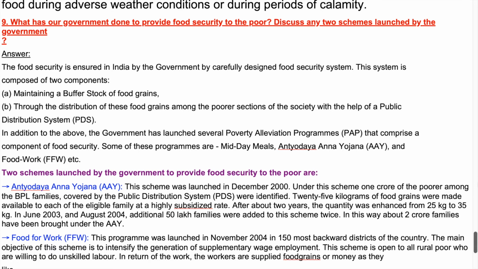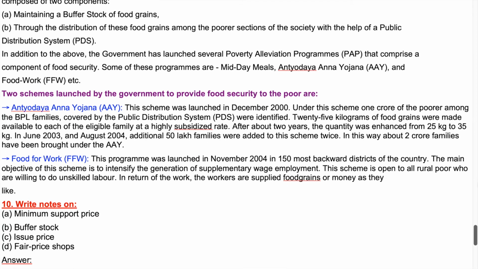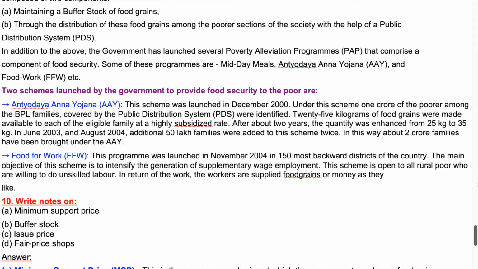Some of these programs are midday meals, Antyodaya Anna Yojana, AAY, and food for work, FFW, etc. Two schemes launched by the government to provide food security to the poor are Antyodaya Anna Yojana, AAY. This scheme was launched in December 2000.